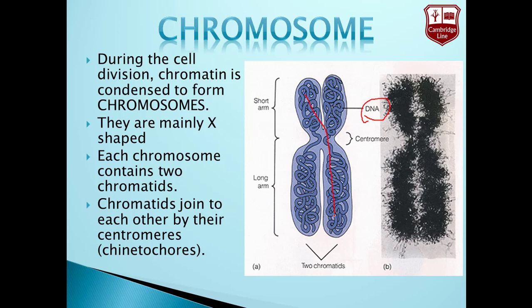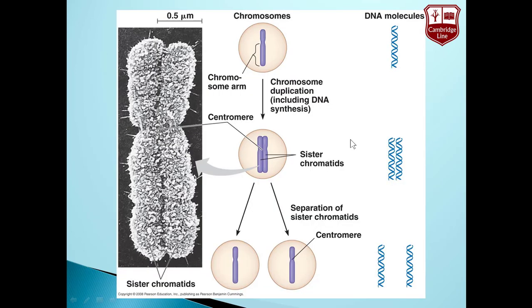You see this? Each chromosome contains two chromatids. One chromatid and the second chromatid. Chromatids join to each other by their centromeres. This part is called the centromere. Replication and copying itself, this DNA is attached by the centromere and this will be split from each other during the cell division. And these two sister chromatids will separate from each other.